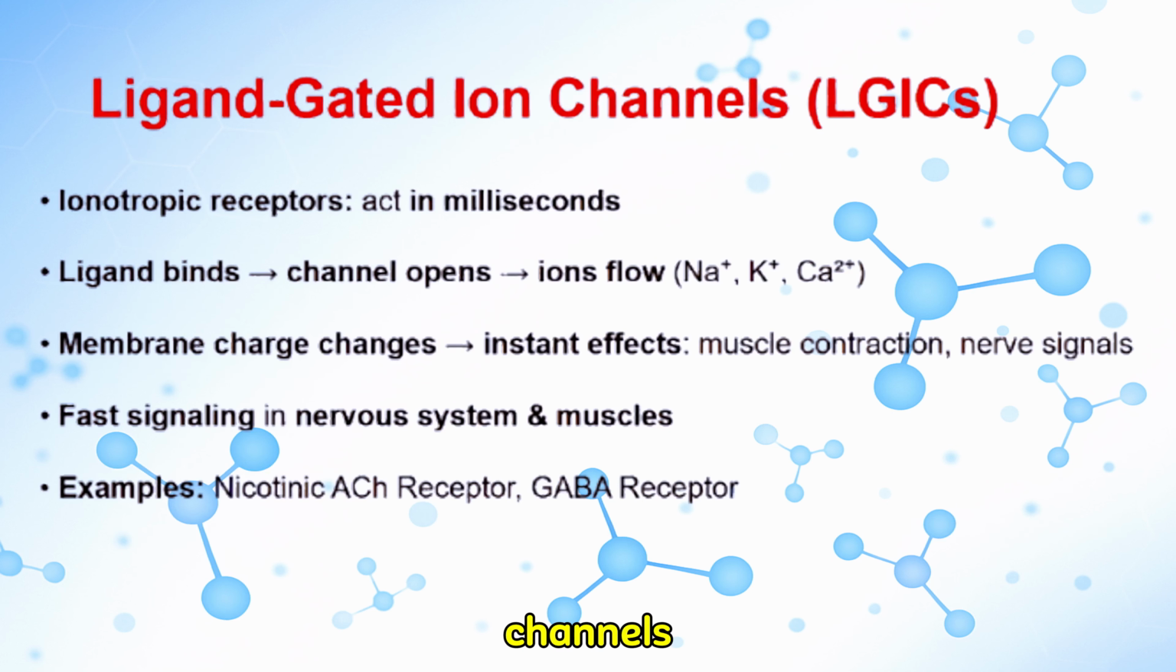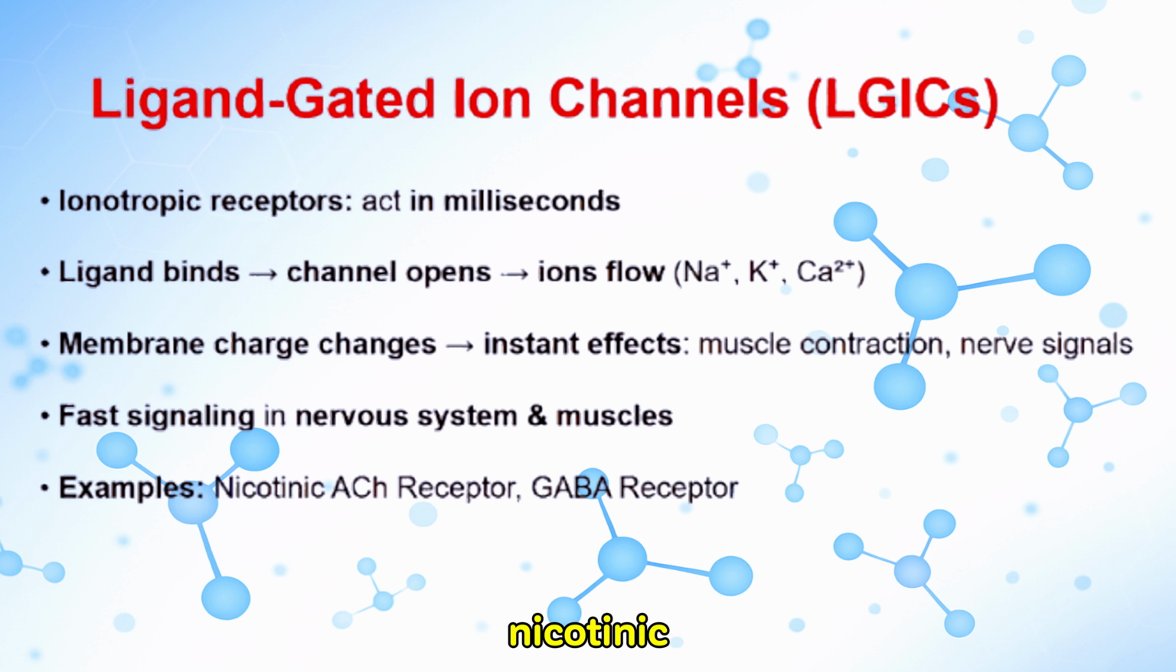Ligand-gated ion channels, or LGICs, also called ionotropic receptors. They act very fast, usually within milliseconds, when a drug or natural ligand binds to the receptor. It causes the ion channel to open. This allows charged particles, or ions, such as sodium, potassium, or calcium, to flow into or out of the cell. This movement of ions changes the electrical charge of the cell membrane and triggers immediate effects, like muscle contraction or the transmission of nerve signals. These receptors play a key role in fast signaling in the nervous system and muscles.